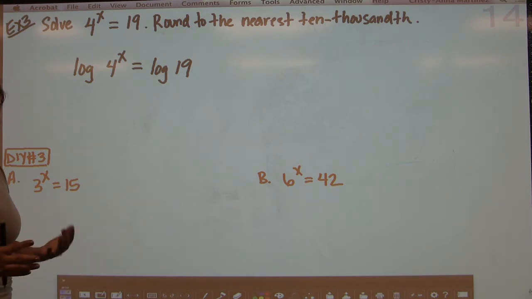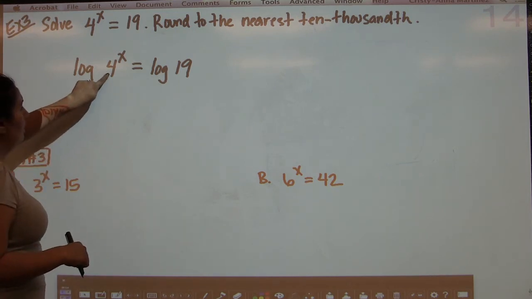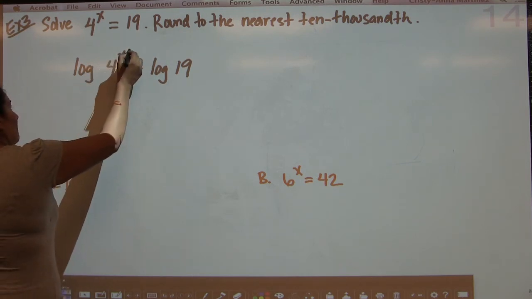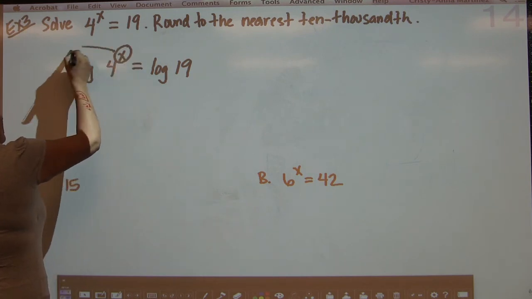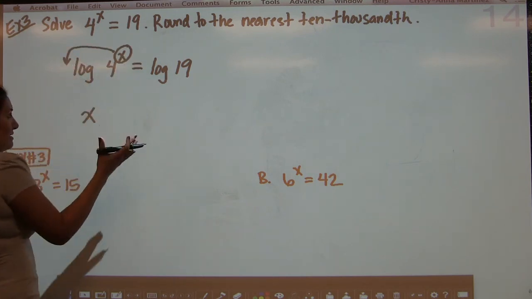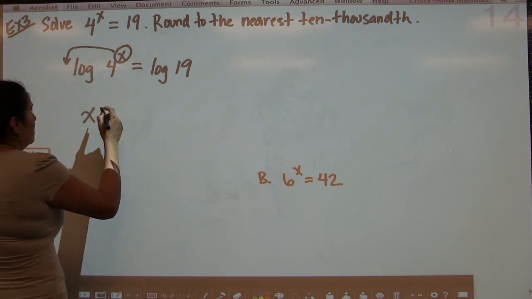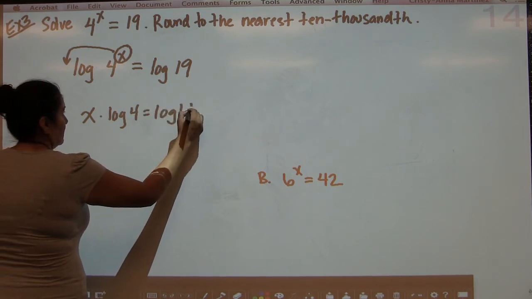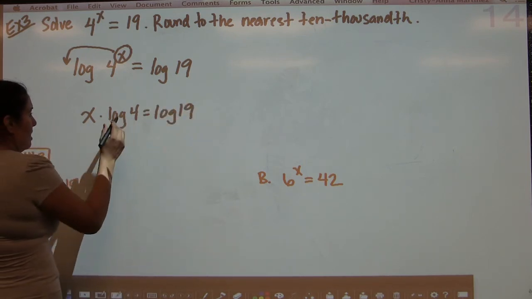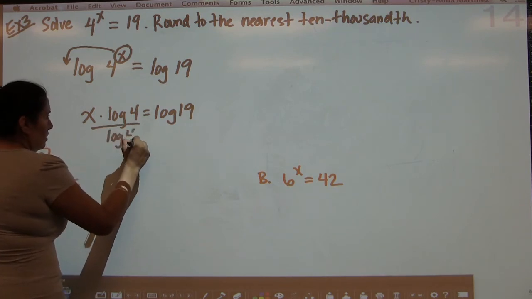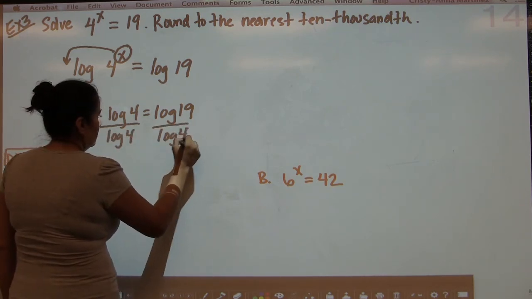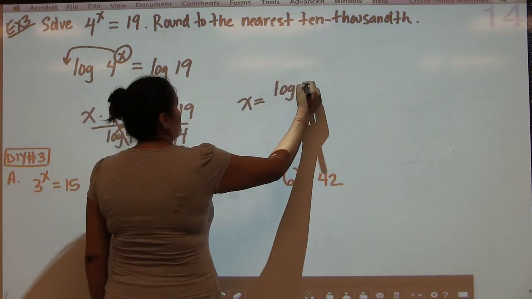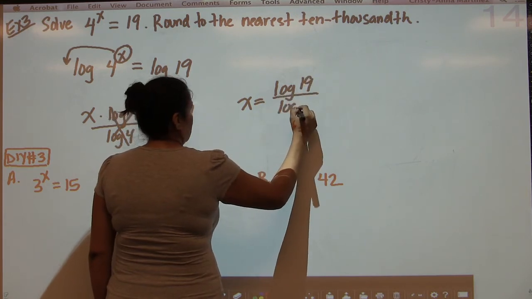When I do that, I can apply the power property here, 4 to the x. So we know that when that happens, according to the previous lesson, the x comes in front. And that's what I need. I need the x out of the exponent so I can actually solve for it. So I get x times log 4 equals log 19. And now because this is x times log 4, I can divide by log 4 on both sides. And so x is exactly equal to log 19 divided by log 4.